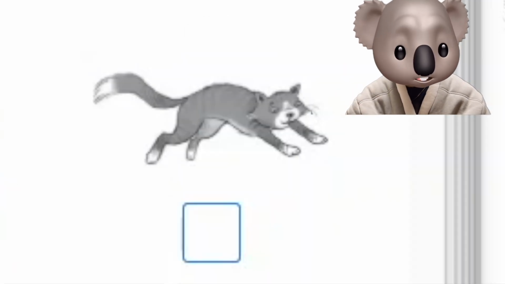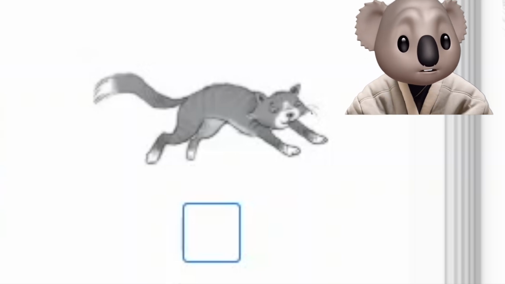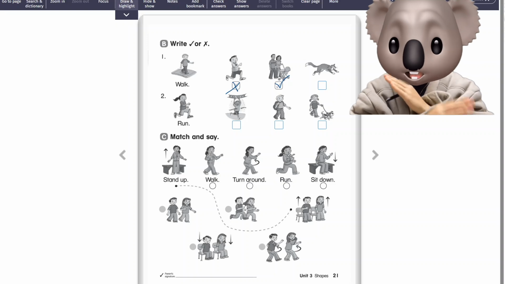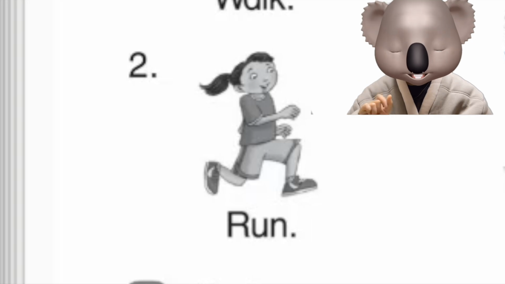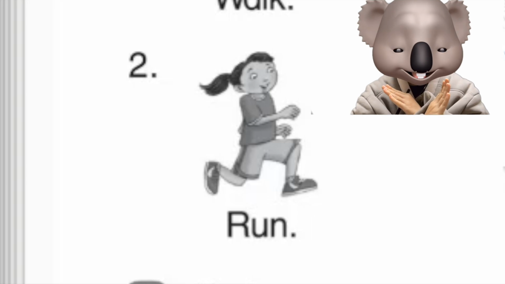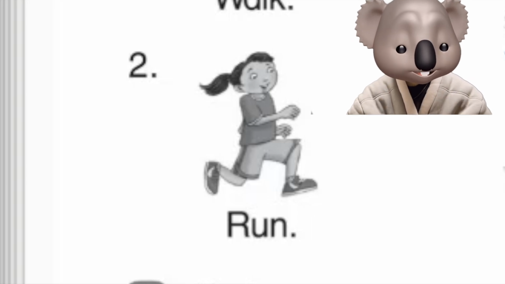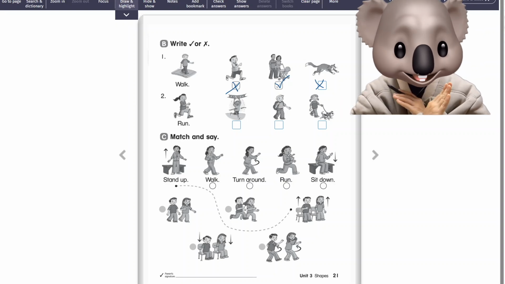In the next picture, what are they doing? 천천히 걸어가고 있는 것 같아서 we're going to draw a check. In the last picture, this cat looks like it's running. So we'll draw an X. In number 2, we need to draw a check for all the pictures of run. We will draw an X if it's not a picture of run. run을 표현하는 사진들에는 check. 근데 아니면 X.